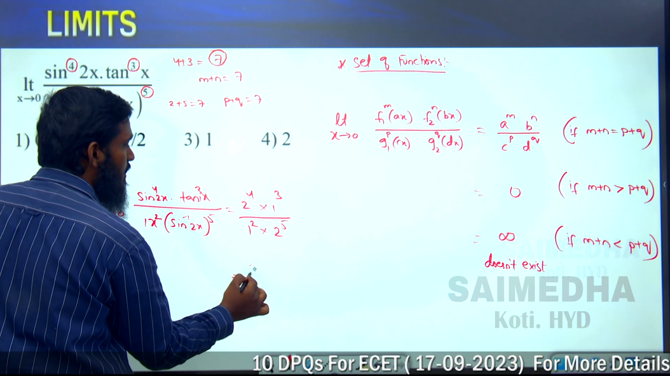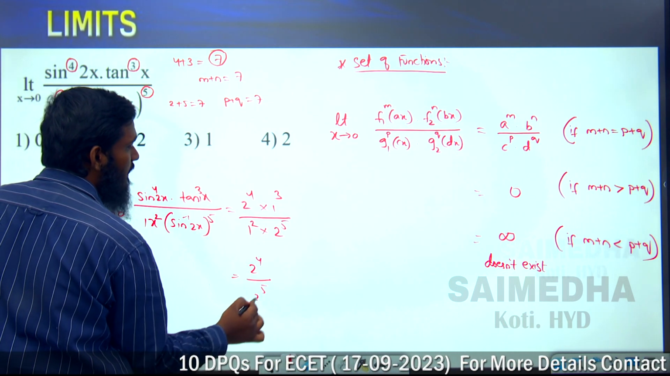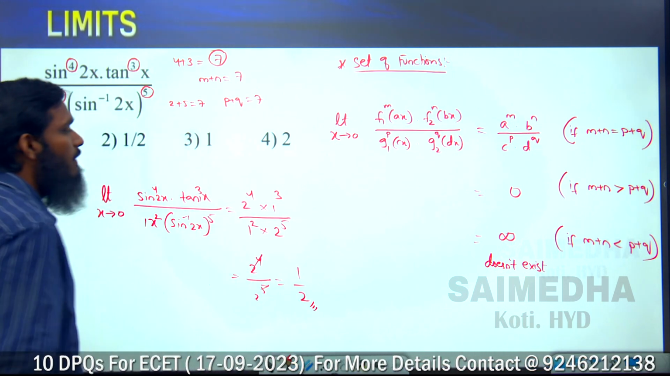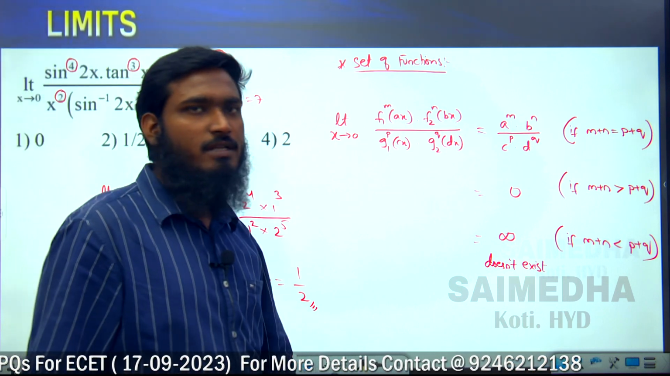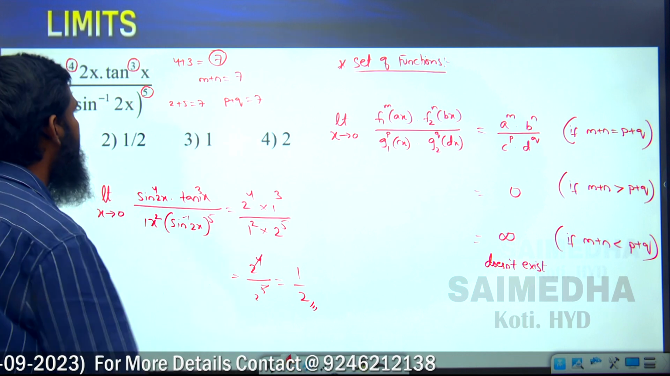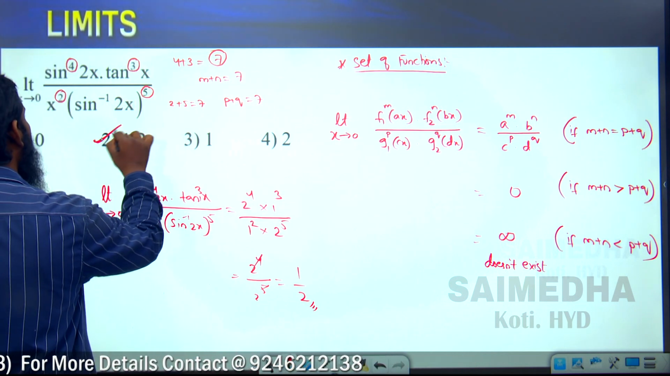Means 2 power 4 divided by 2 power 5, 2 power 4 gets cancelled. What answer are we getting? 1 by 2. It was very simple. So like this, 3 conditions we have to remember, and with the help of this we are getting the answer 1 by 2. So the second option is correct.